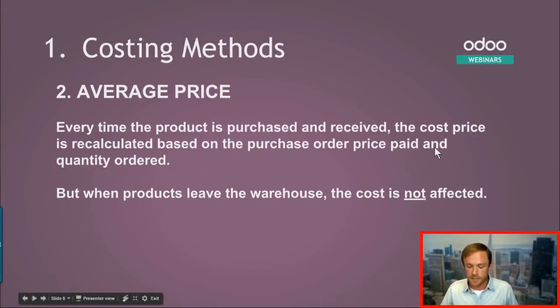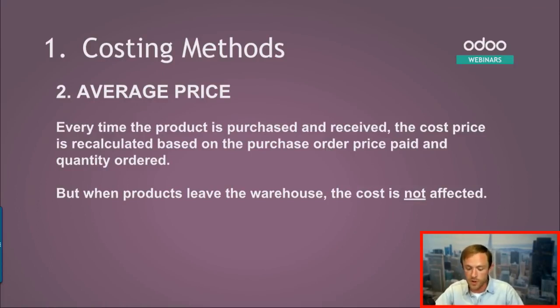Okay, average price costing. So with average price costing, the purchase order price actually does matter. Every time the product is purchased and received and brought into your stock, the cost price gets recalculated based on that specific price that was paid on the purchase order, and also the quantity ordered.